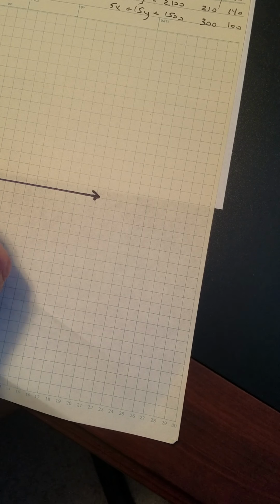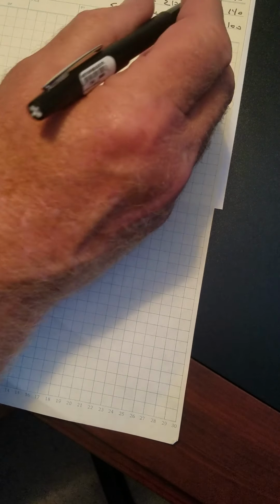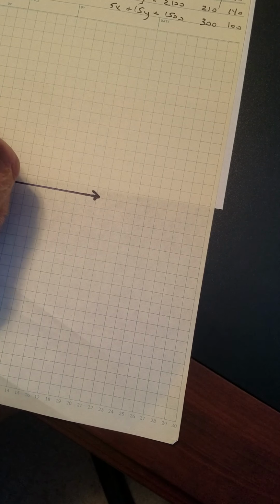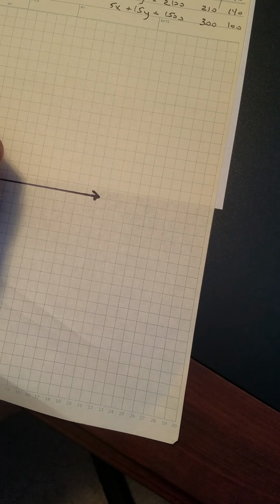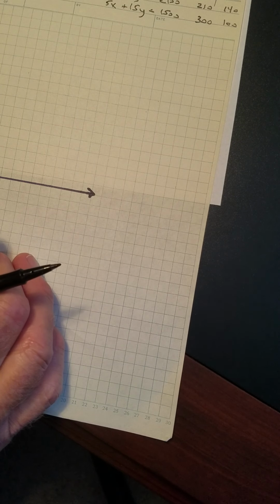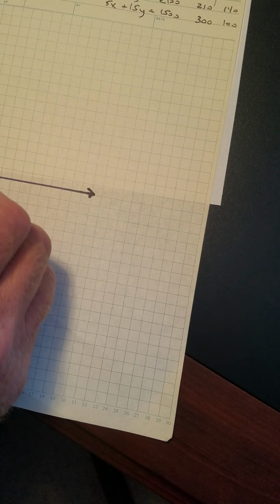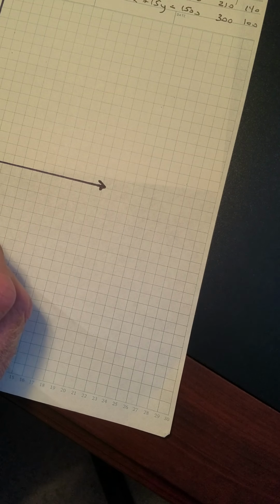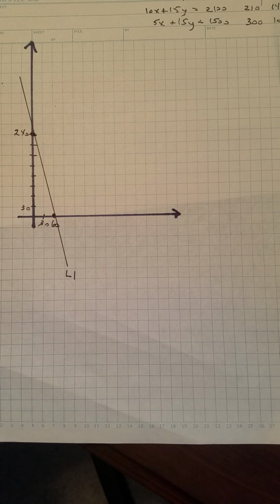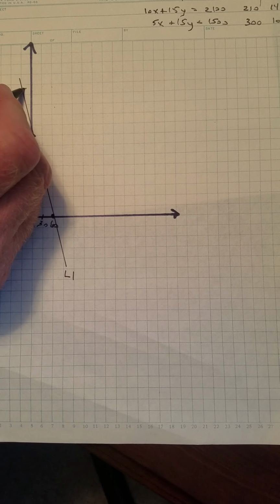So the first line hits at x equals 60 and y is 240. So we got 30, 60, 90, 120, 150, 180, 210, 240 is right here. So there's my first one. I label it L1, and you know why that's important now. And my tick marks are on that side.